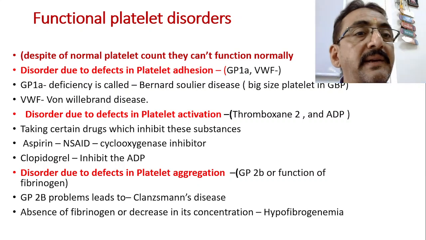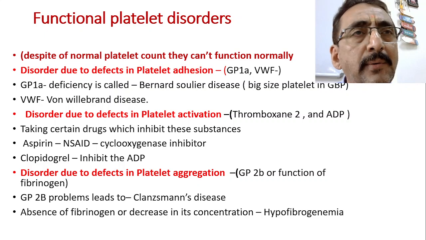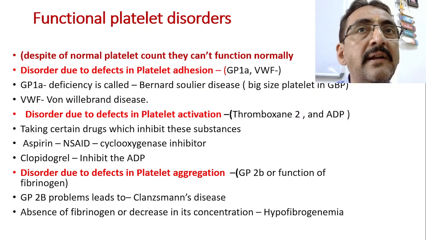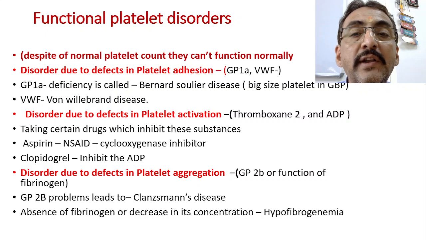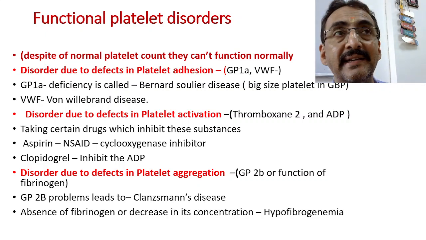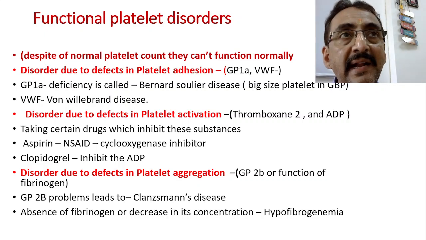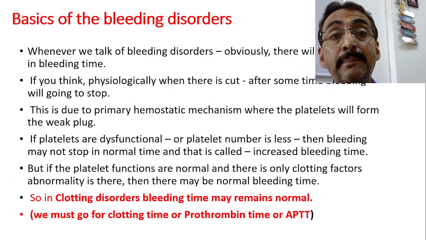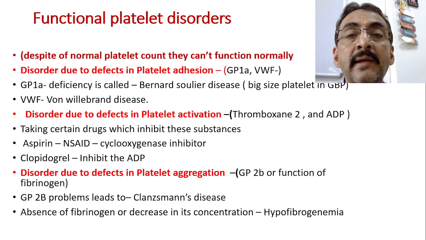Now, one of the common diseases is GP1A deficiency. Suppose that the receptor itself is absent due to some genetic problem, that particular receptor which is going to bind with the platelet is itself absent. That disease is called Bernard-Soulier disease. In Bernard-Soulier disease, the problem is with platelet adhesion, because the receptors are not activated, therefore platelet adhesion will not take place. That may lead to a bleeding problem, and one of the most common such problems is Bernard-Soulier disease.